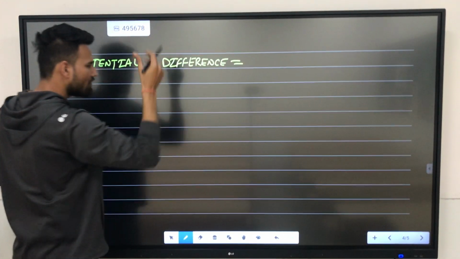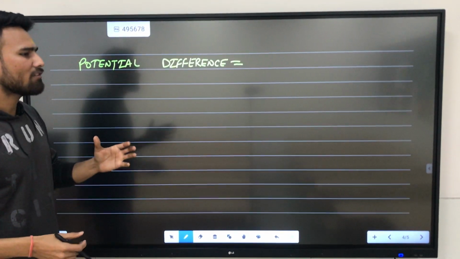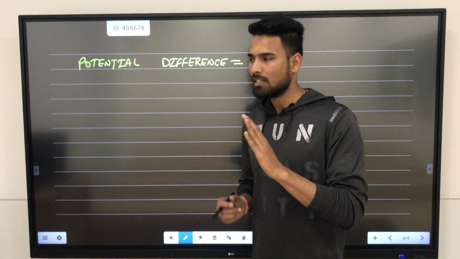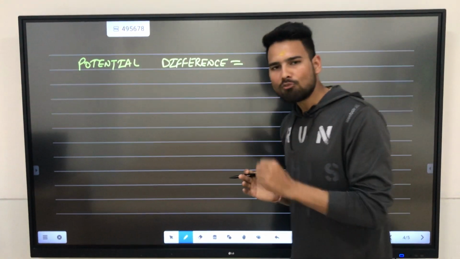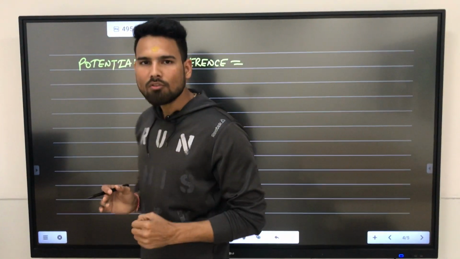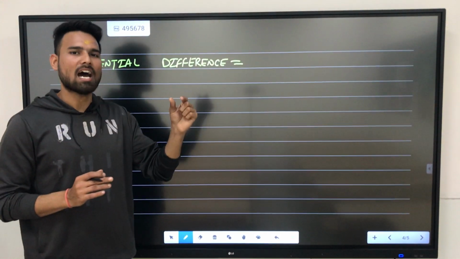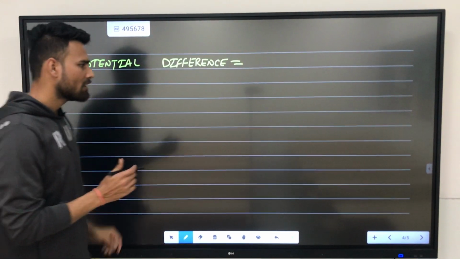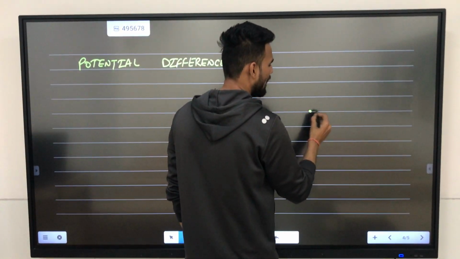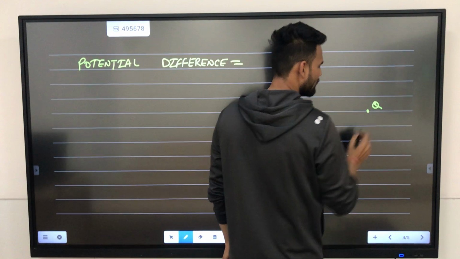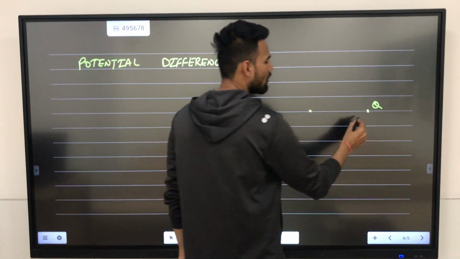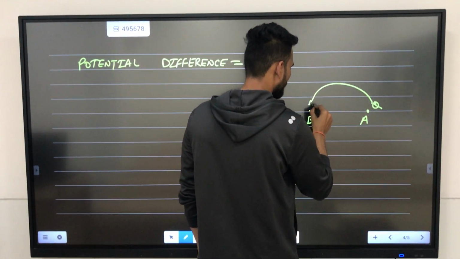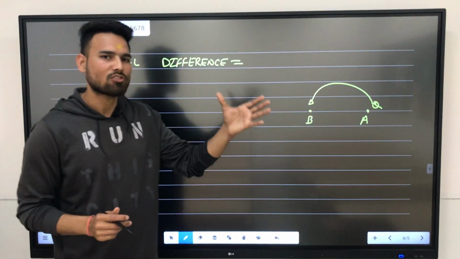Now what does this potential difference mean? The potential difference can be defined as the amount of work done to move a particular charge from one point to the other point. Suppose I have a particular charge, say Q, which has to be moved from this point A to this point B. So some amount of work has to be done.